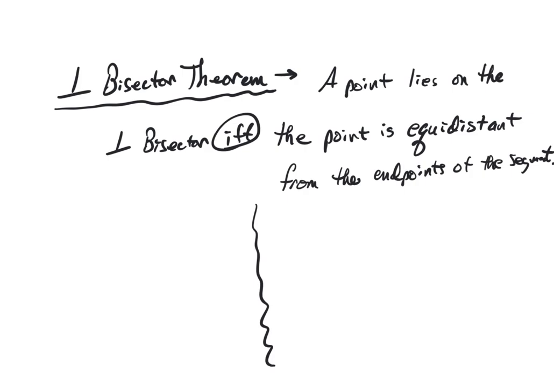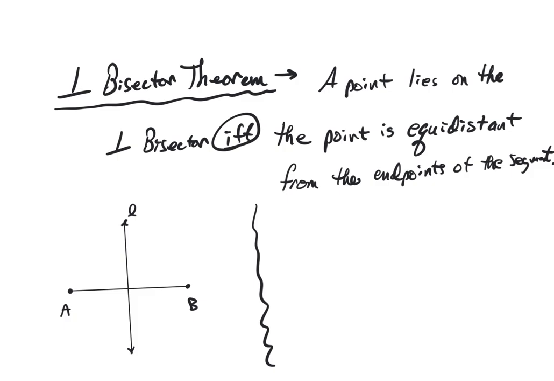So I'm going to draw you two pictures. All right. So it's just going to take me a minute. So we're going to have a segment. We're going to have a line. Okay, so here's my line. I'll call it L. Here's my segment, AB. And the theorem says a point lies on the perpendicular bisector if and only if the point is equidistant from the endpoints of the segment.